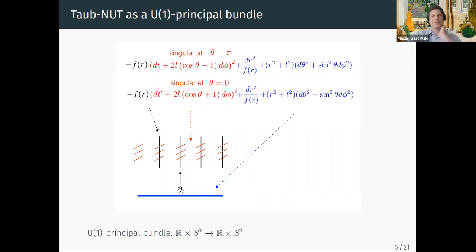Yes, so for the principal bundle, we also need to have some... oh yeah, we want to consider this red term as a connection one-form on this bundle, and the fibers are actually the orbits of this Killing vector d/dt. Now, because we have glued together and made this coordinate cyclic, the orbits of d/dt are actually circles. So that's why you have a U(1) principal bundle.